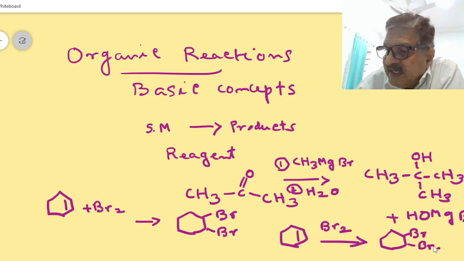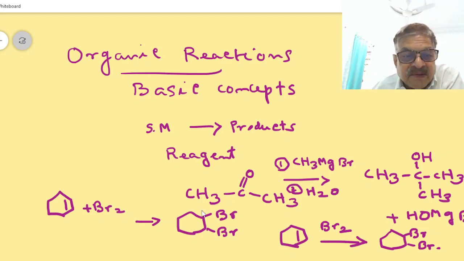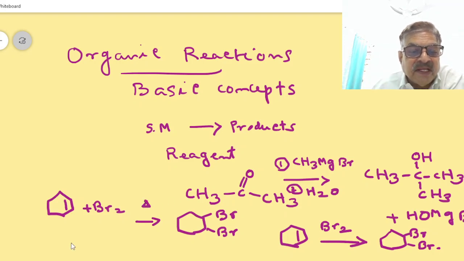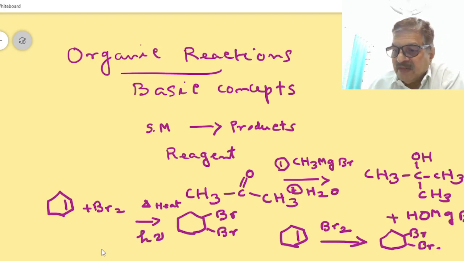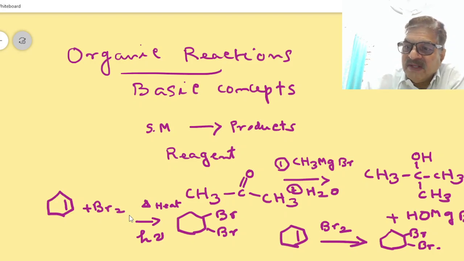It can be on the left side or above the arrow. Now, suppose something is to be heated. We can write heat above the arrow here. If it is to be kept in the sunlight, or is a photochemical reaction, we write h nu above the arrow. Correct? This is the way reactions are usually shown.